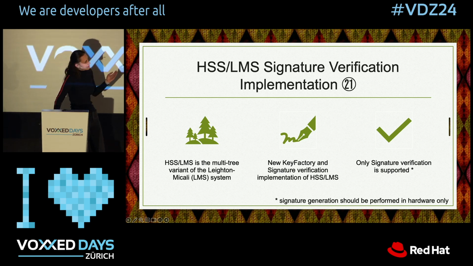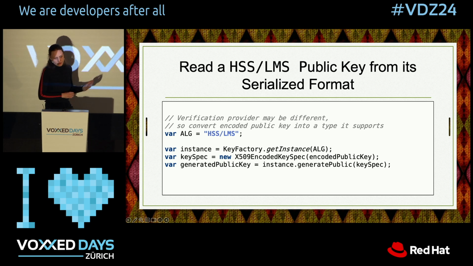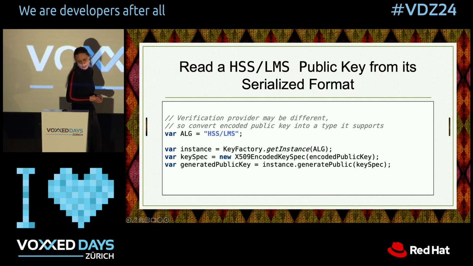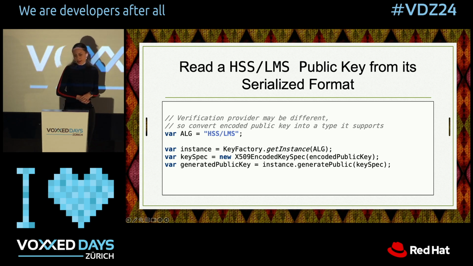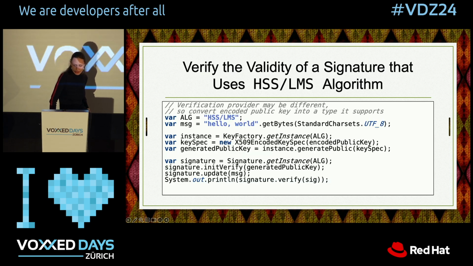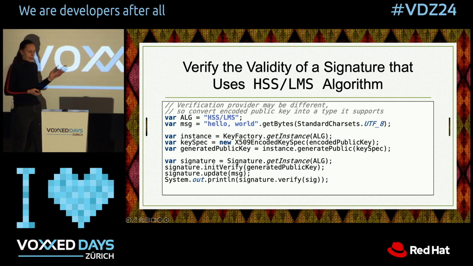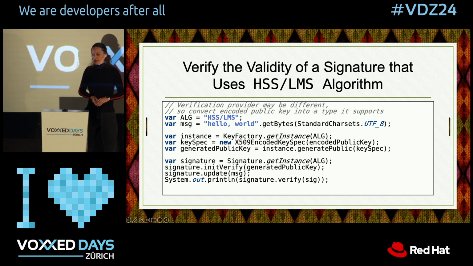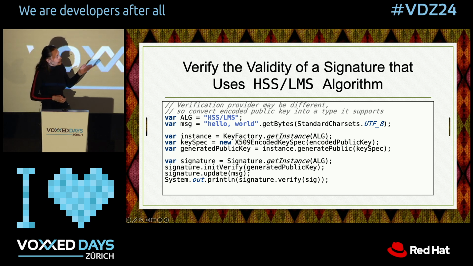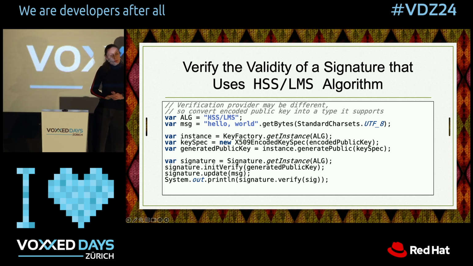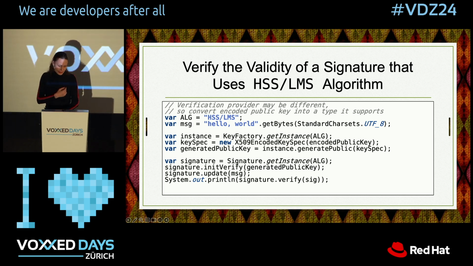And if you're wondering how we can verify a signature implementation, you can start by using a key factory implementation to read an HSS-LMS public key from its serialized format, for example, from a certificate in this case. And then you can verify if that signature uses the HSS-LMS algorithm via the signature implementation available with your specific security provider. If I would be running this with the OpenJDK release, the default provider would be Sun. That would be picked by this part of code.